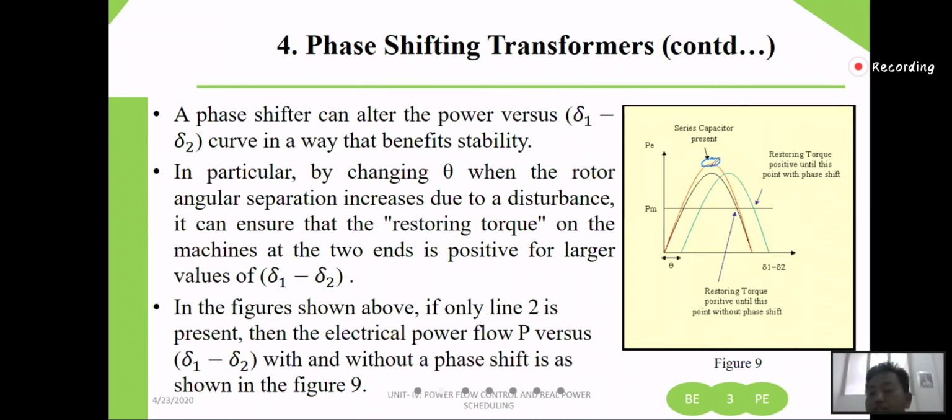So now when you have a low power at the receiving end, you try to use a series capacitor and then increase this power, which means we are trying to inject the reactive power and improve the voltages here, right?